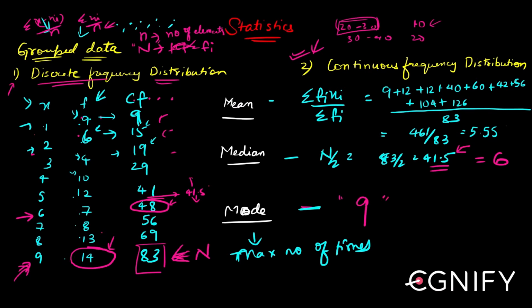That's all about your discrete frequency distribution, mean, median, mode. Let's look at the measures of dispersion for discrete frequency distribution.